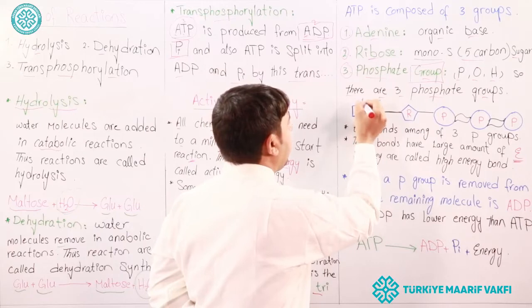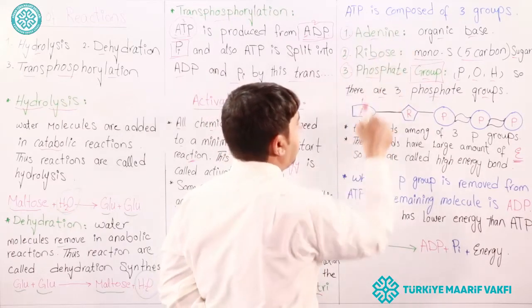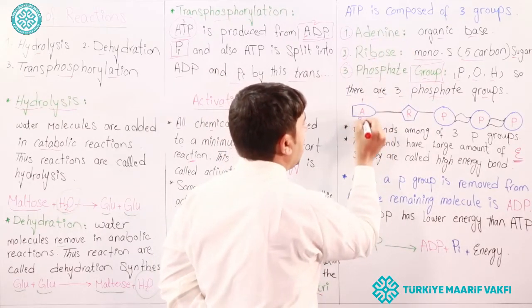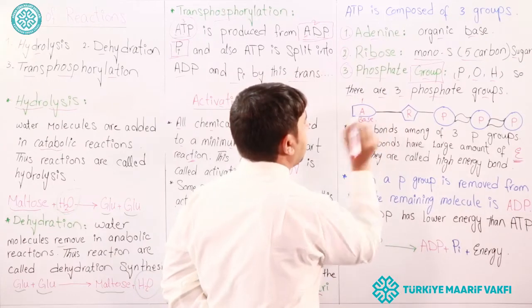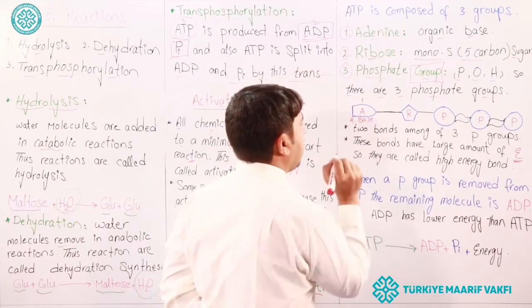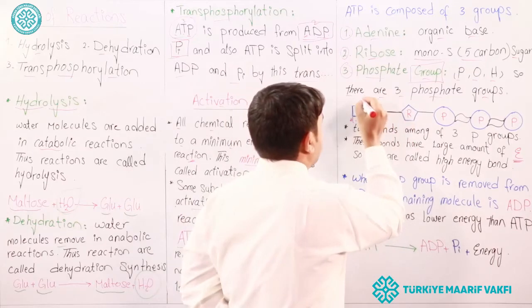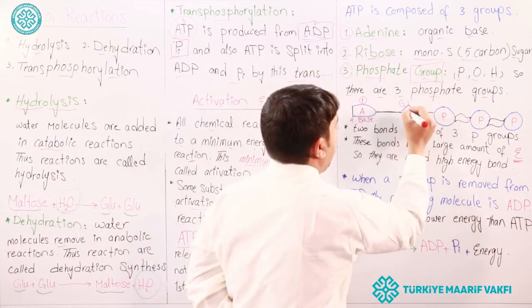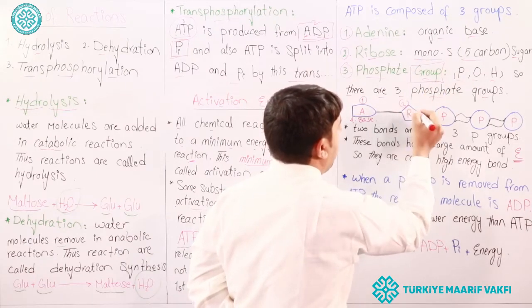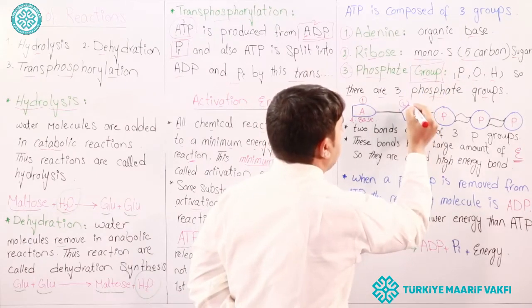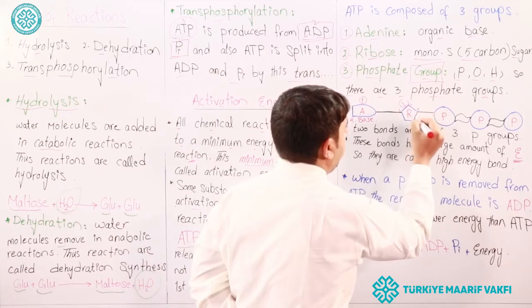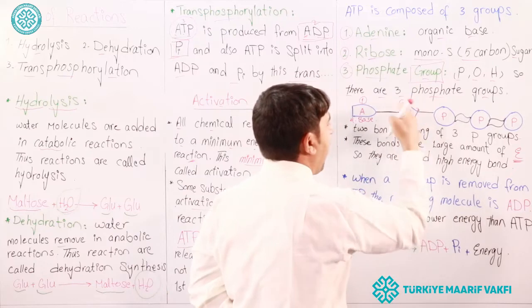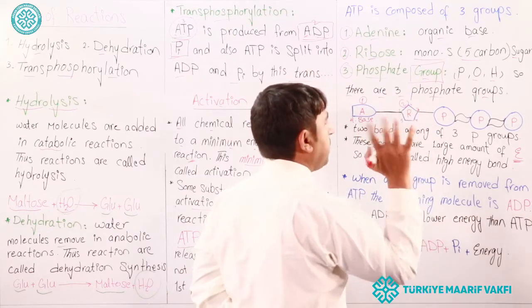The first one is adenine. It is a type of base, hydrogenous base we can say. This is the first group. The second group is ribose sugar. Ribose means 5 carbon sugar. How many carbons do we have here? 1, 2, 3, 4, and 5. 5 carbons we have. So it is the 5 carbon sugar.